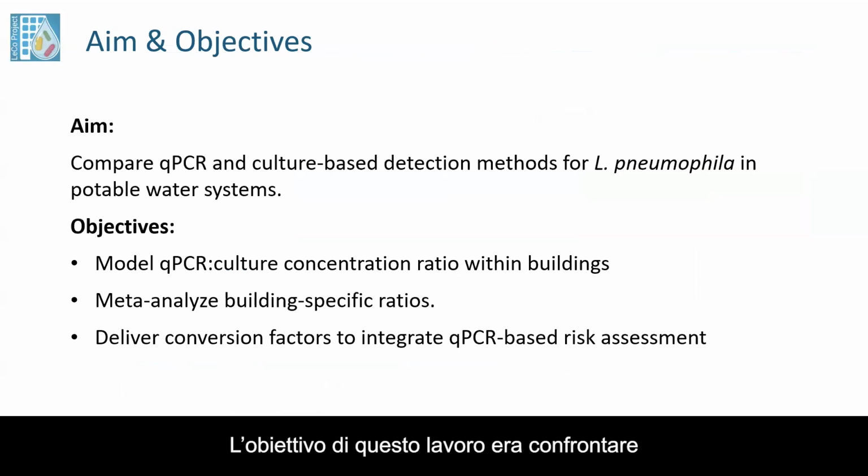The aim of this work was to compare qPCR and culture-based detection methods for Legionella pneumophila in potable water systems. More specifically, our three objectives were: first, model how the qPCR to culture concentration ratio behaves within individual buildings over time. Second, to meta-analyze these building-specific ratios to see what patterns emerge across different systems. And third, deliver conversion factors that help integrate qPCR data into risk assessment, especially when culture-based results are not available.